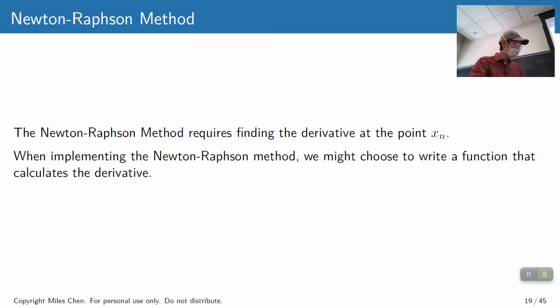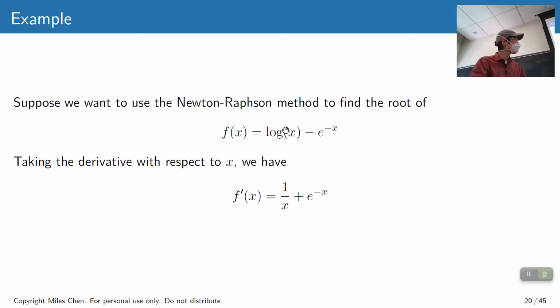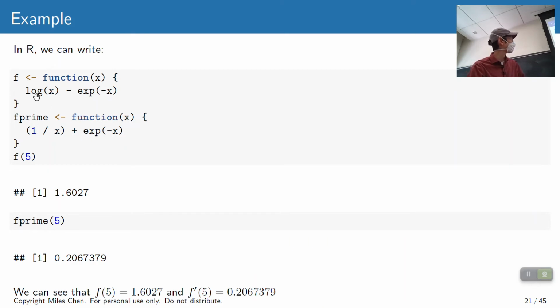When we were dealing with our problem here, we said our function is log of x minus e to the negative x. What's the derivative of this? The derivative of log x is 1 over x. The derivative of e to the negative x is e to the negative x, and the chain rule turns it into a plus e to the negative x. So we wrote: f is log x minus e to the negative x, and f prime is 1 over x plus e to the negative x.